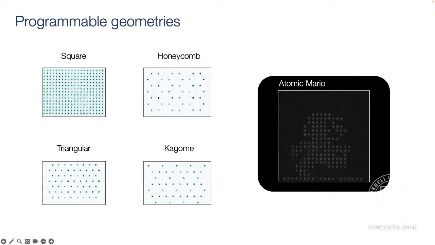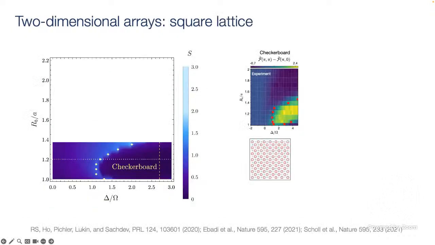So the simplest geometry to actually study some of the interesting physics is unfortunately not the Mario lattice, but perhaps the square. So in the square lattice, what does the phase diagram look like? Once again, I'm plotting on the y-axis the blockade radius, and on the x-axis the detuning. We have the disordered phase on one side. And it's unsurprising that the simplest possible ordered phase is actually a checkerboard, okay?